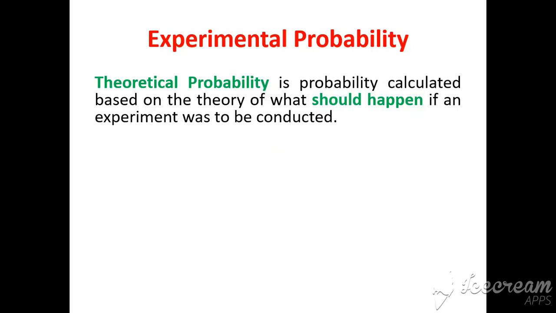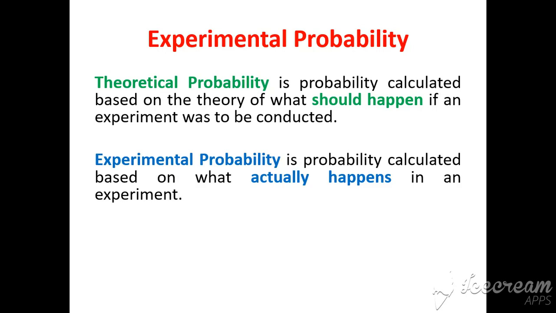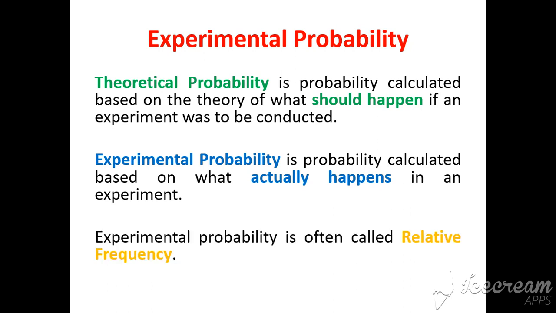In a couple of videos ago, we chatted about the theoretical probability. This is the probability calculated based on the theory of what should happen if an experiment was to be conducted. Well, now we're going to chat about experimental probability. And this is the probability calculated based on what actually happens in an experiment. So you can see theoretical is what should happen, experimental is what actually happens. And quite often these two are not the same. Experimental probability is often called relative frequency.